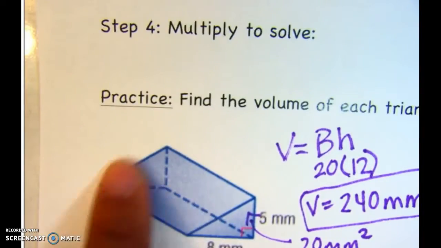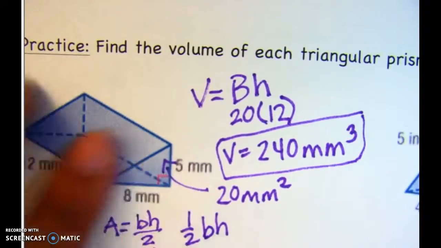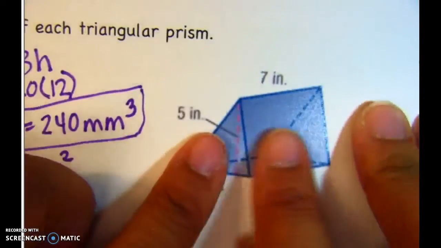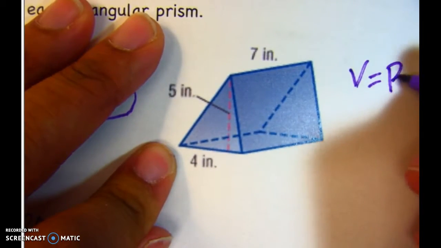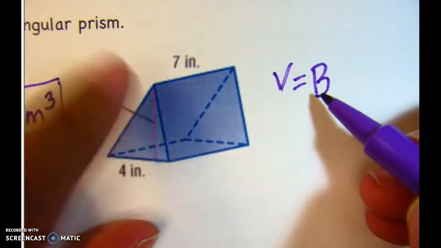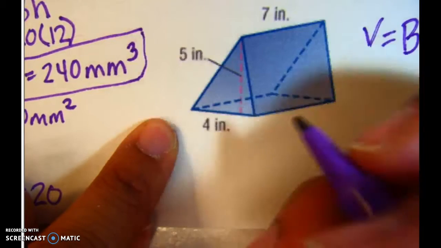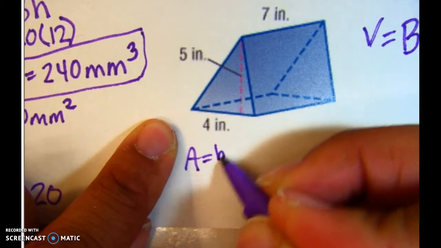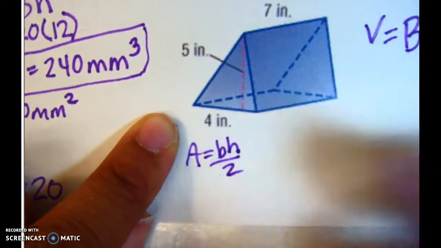So they can look different ways. All these look kind of different from each other, right? But they're still triangles at the base. No matter what the triangle looks like, they all have triangular bases. So volume equals the area of the base times the height of the prism. So I'm going to find the area of the base. Base times height divided by 2, the base and height of just the triangle.